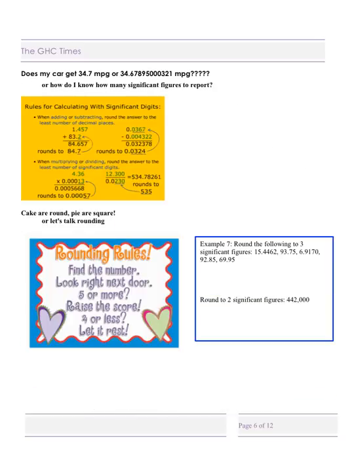Okay. So, how do we know how many significant figures to write? So, for example, does your car get 34.7 miles per gallon or 34.6789500000321 miles per gallon? So how do you know what to write? Well, there are two sets of rules here. One is for multiplication and division, and the second is for addition and subtraction.